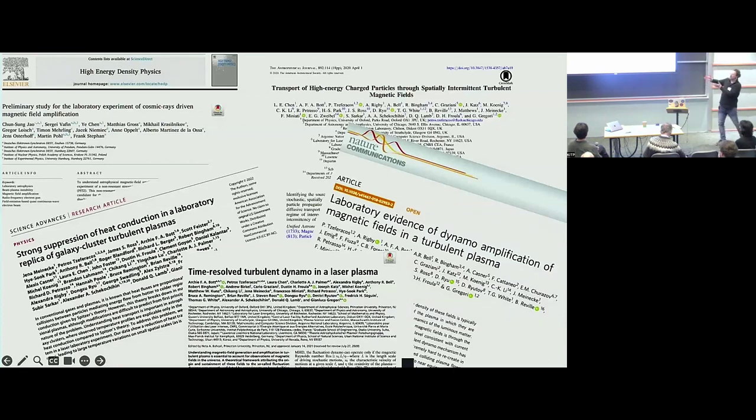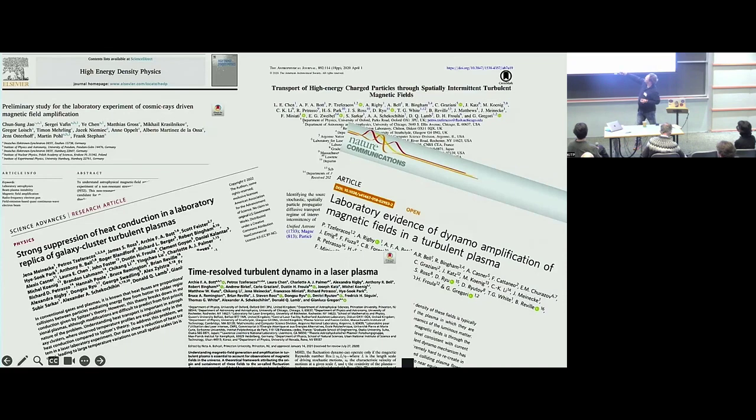So when I was sitting in the back, I prepared this collage of papers that have relevant titles. I know we've been here for an hour, so I'm just going to read it to you. Transport of high energy charged particles through spatially intermittent turbulent magnetic fields. Highly relevant, tested in a lab. Laboratory evidence for dynamo amplification of magnetic fields in a turbulent plasma. Highly relevant. Irina just talked about clusters and viscosity. I think she just left, so when she comes back, I will repeat this part.